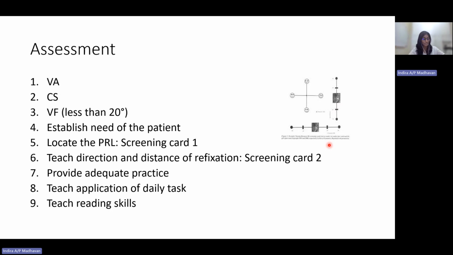Okay, so this is eccentric viewing training. This is how we train a patient with eccentric viewing. We use screening card number 1 and screening card number 2, and I already taught you how to use screening card number 1 and screening card number 2. And the factors that contribute to the success of eccentric viewing training all need to be clarified earlier.